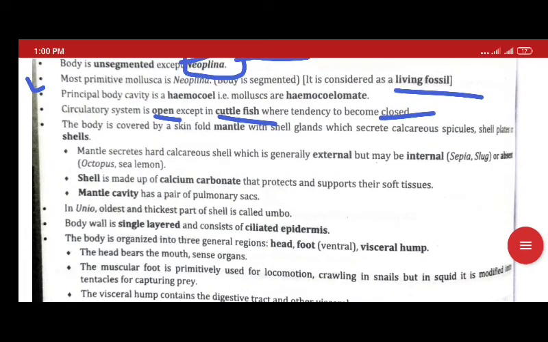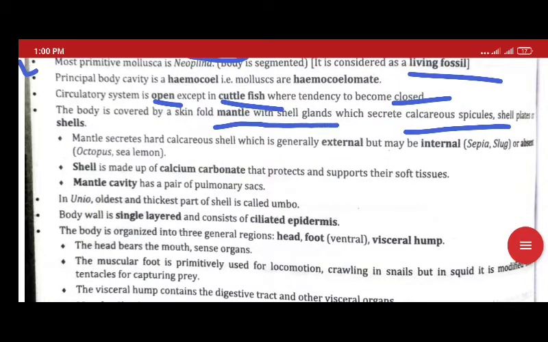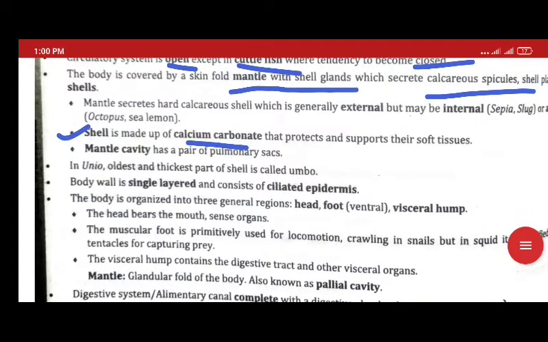The body is covered with a skin fold called the mantle. The mantle contains a shell gland, so the shell is found here for protection. And the shell contains calcareous spicules and is made of CaCO3. So the shell is made of calcium carbonate and supports their soft tissues. The mantle cavity is also present in the body and contains a pulmonary sac.